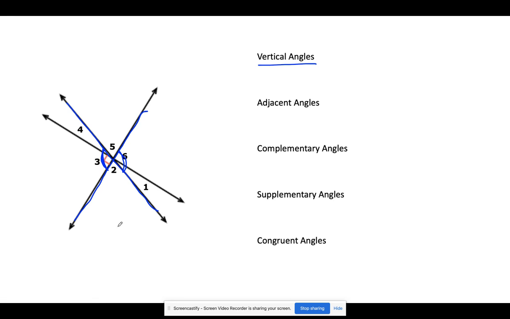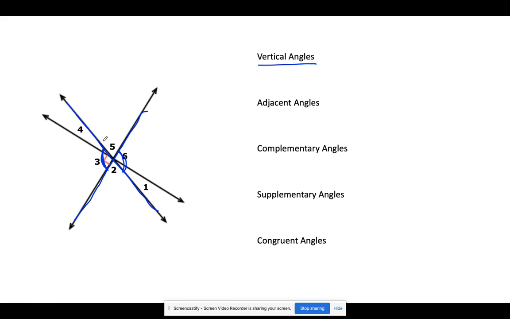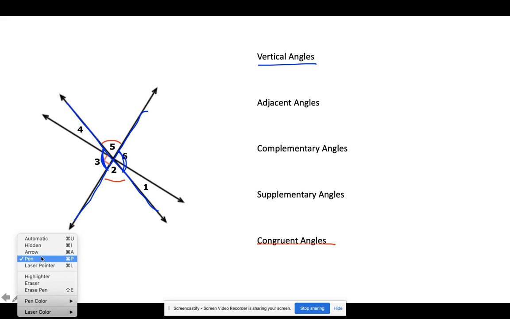So if I was to mark angle 5 and angle 2 with a different color, those two angles are congruent, because vertical angles are congruent. The combination of 6 and 1 added together and the combination of 4 and 3 added together would be congruent. And they are also called vertical angles.